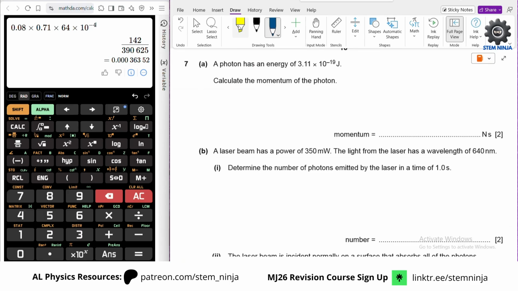Question number 7. A photon has an energy of 3.11 × 10^-19 joules. Calculate the momentum of the photon. Okay, so how is momentum related to the energy? So we know energy is either hc over lambda, and h over lambda is the momentum. So if you want to find the momentum, that will be just energy over speed of light.